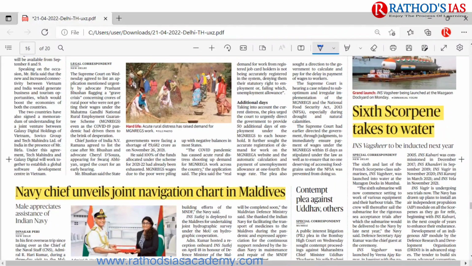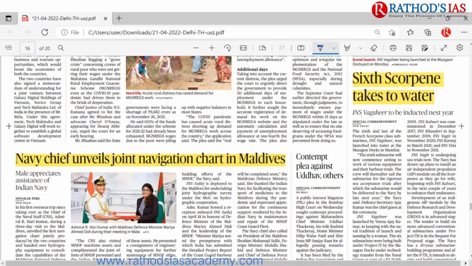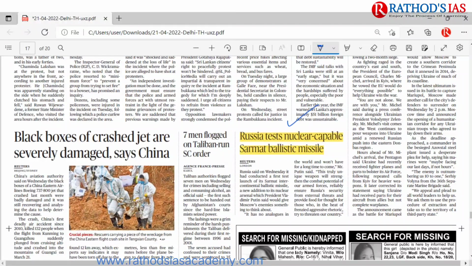And next one is regarding INS Vagsheer to be inducted next year. This topic is very important from your defense point of view, which mainly comes in GS paper 3. And next one is regarding Navy Chief unveils joint navigation chart in Maldives. So here we need to talk about India-Maldives relations. So this is very important. And if you move forward, here you can see Russia tests nuclear-capable Sarmat ballistic missile. Here you can get a question like, the Sarmat ballistic missile seen recently in news belongs to which of the following countries, and they will give you Russia, USA, Israel, like that. This Sarmat ballistic missile belongs to Russia.